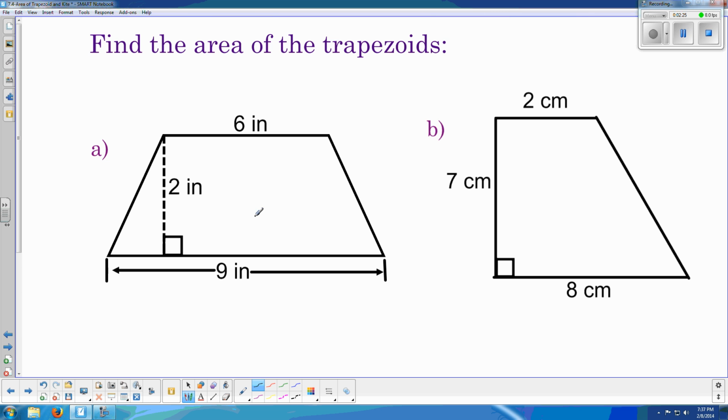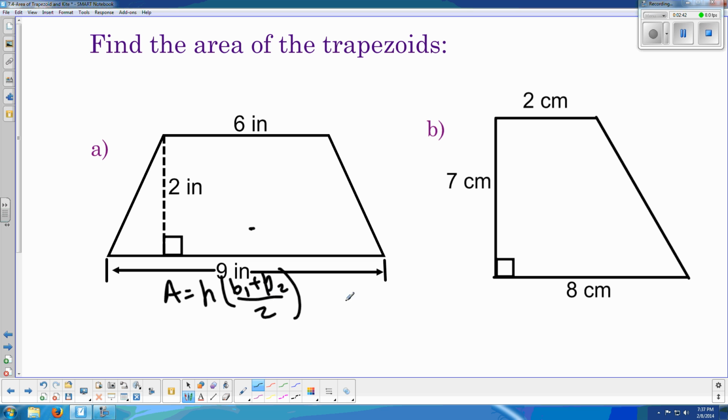Okay, so now if we're going to find the area of trapezoids, I can also write my formula as area equals my height times base 1 plus base 2, divided by 2. I can also write it like this.